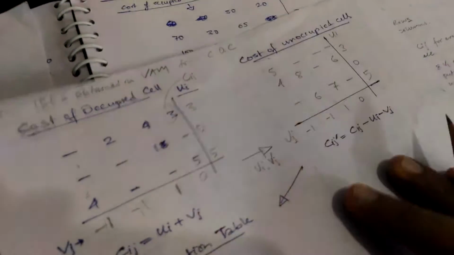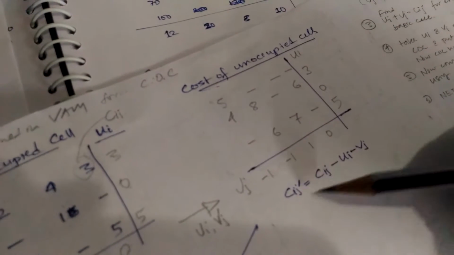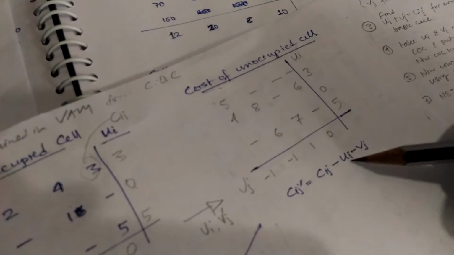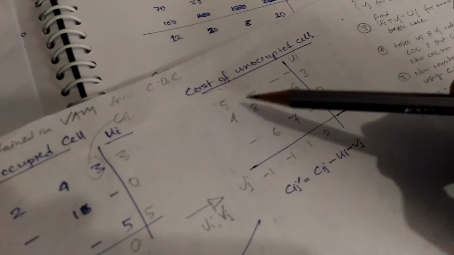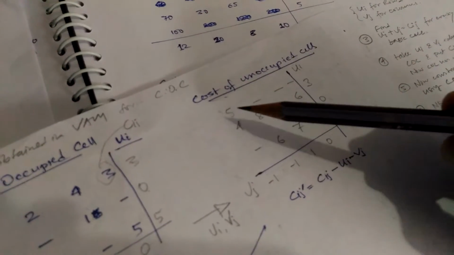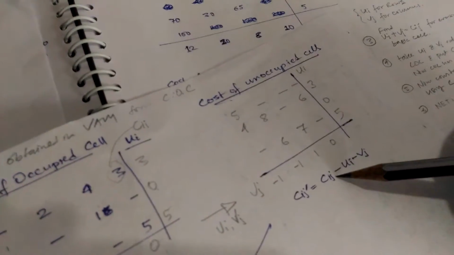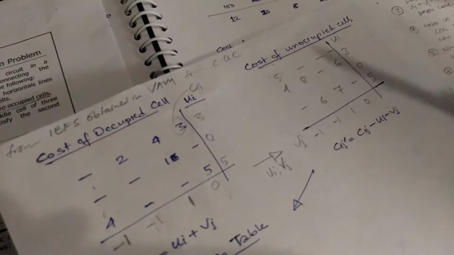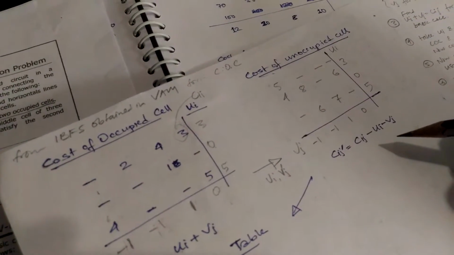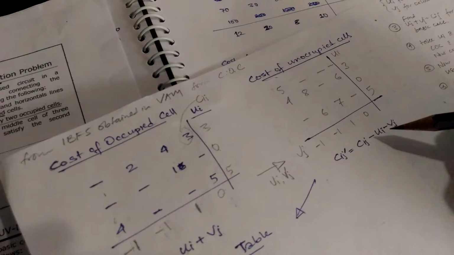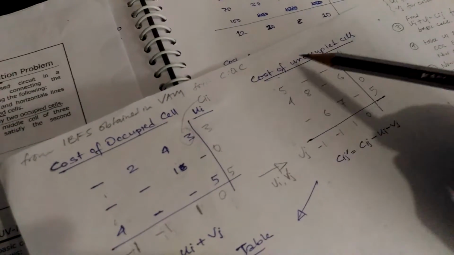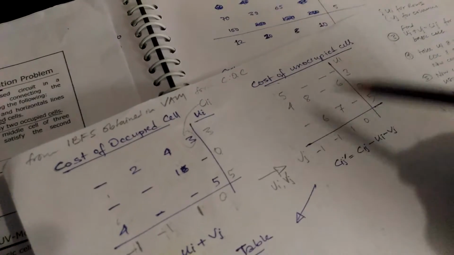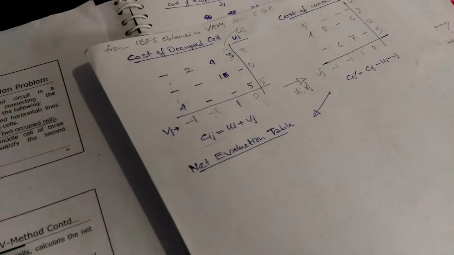So now in case of unoccupied cells, we have to check this formula: Cij dash equals Cij minus Ui minus Vj. Now Cij dash is this value, Cij is this value, from the cost of occupied cells. These values are the Cij. So we have formed the cost of unoccupied cells. Now we have to move on to the net evaluation table.